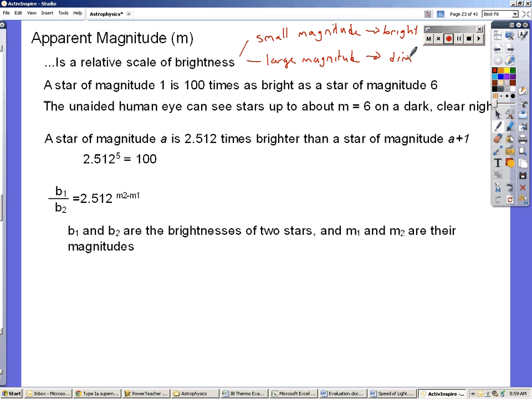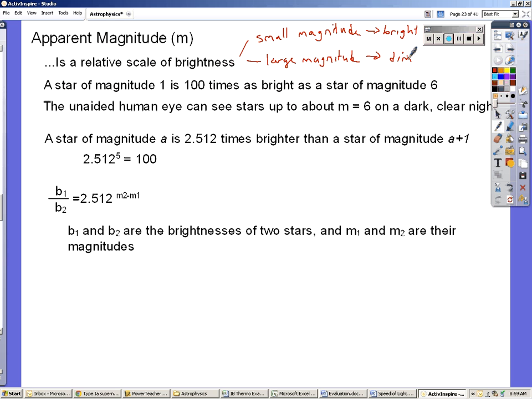And in general, the way it's defined is that a star of magnitude 1 is 100 times as bright as a star of magnitude 6. And magnitude 6 is kind of the limit as to what you can see without a telescope. And magnitude 1, there aren't very many stars that are brighter than that. Maybe 4 or 5 in the night sky that are brighter than magnitude 1.